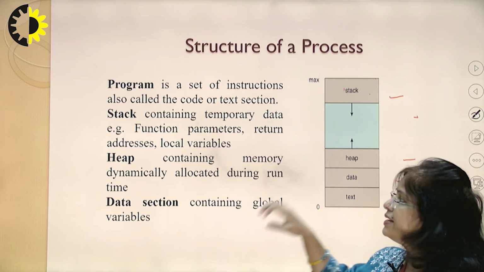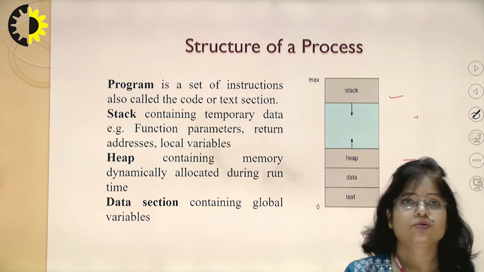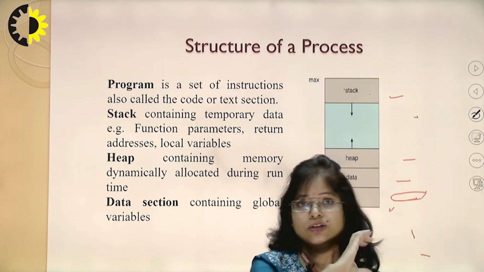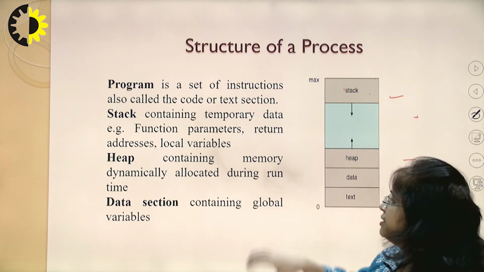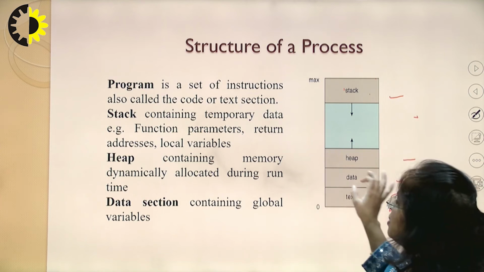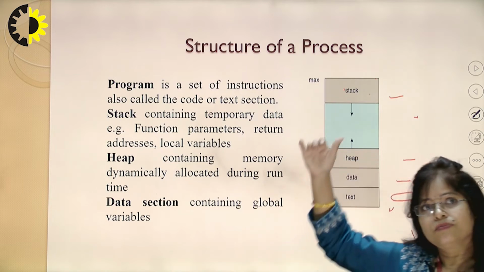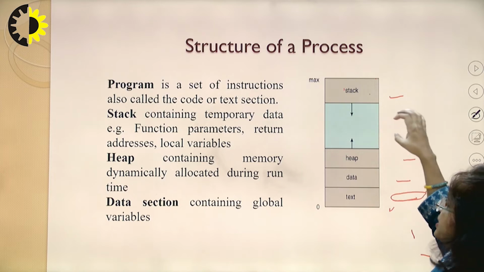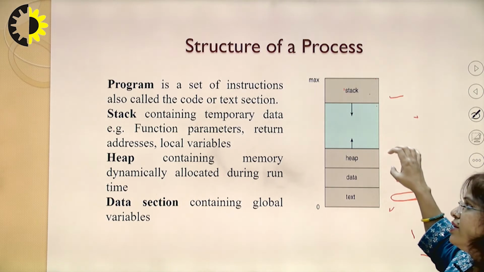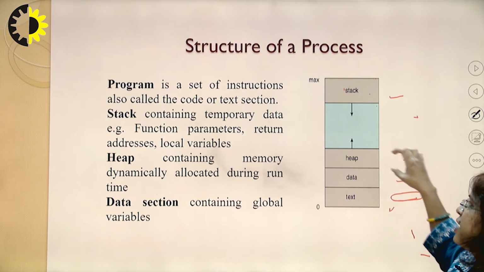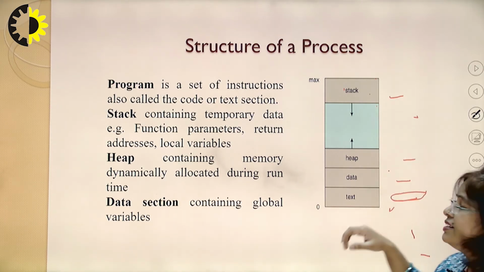And the heap part contains memory dynamically allocated during runtime. The memory allocated during runtime is stored in the heap part. And the data section contains all the data related to global variables. So local or temporary data is stored in the stack part, dynamically allocated memory during runtime is allocated in the heap part, and the data section contains the global data.